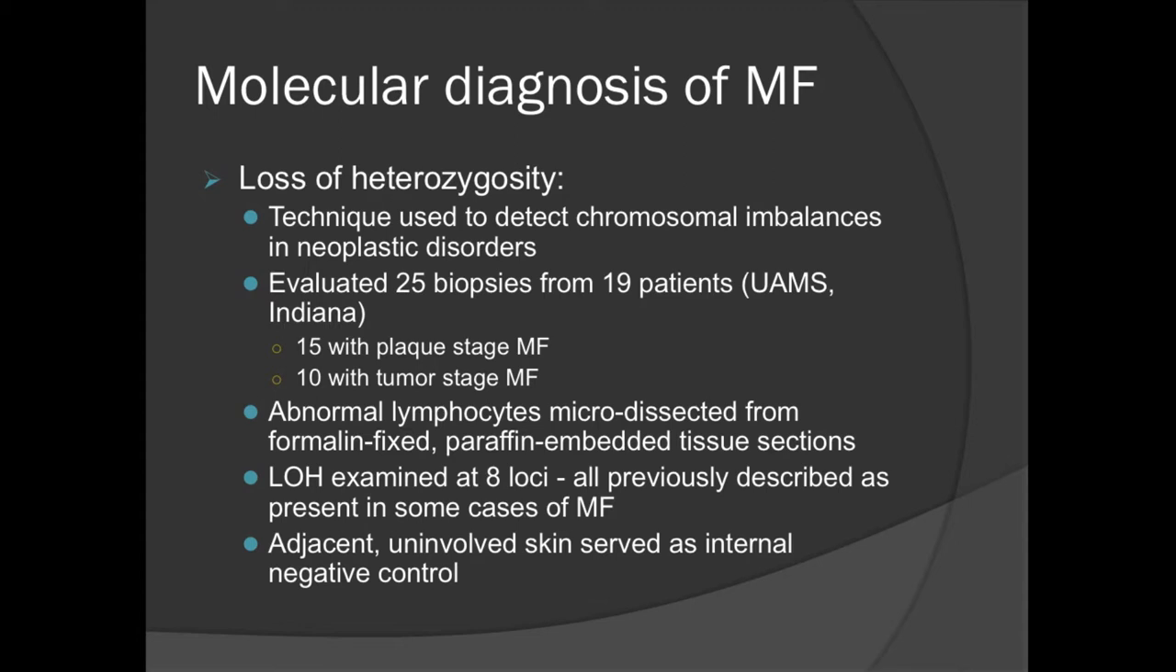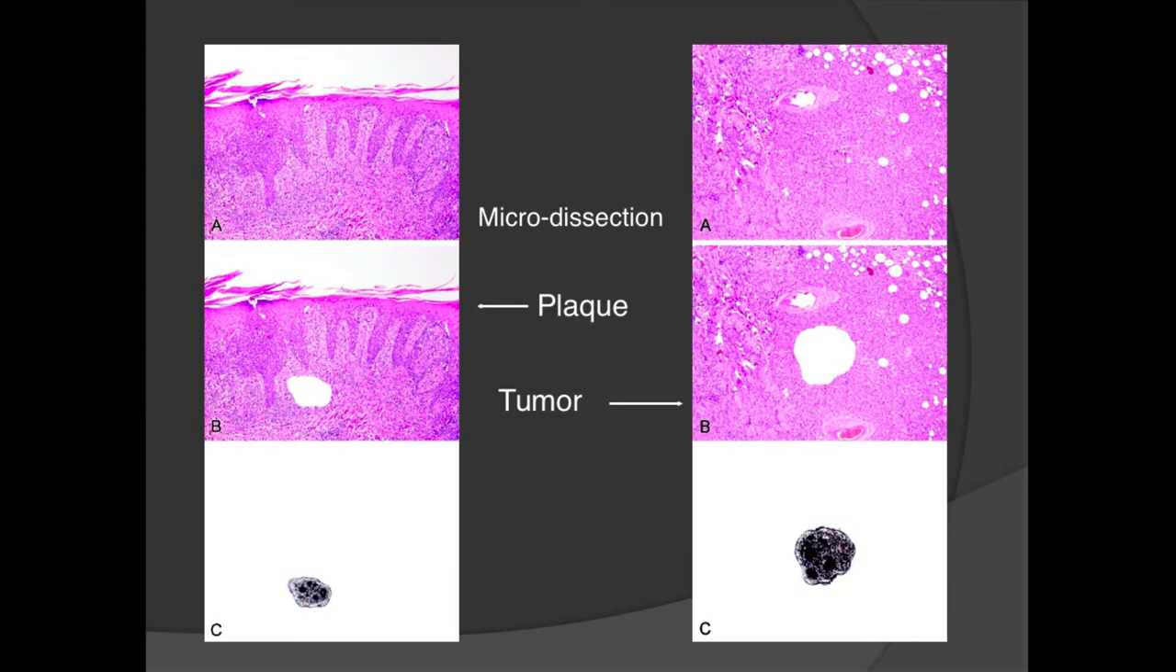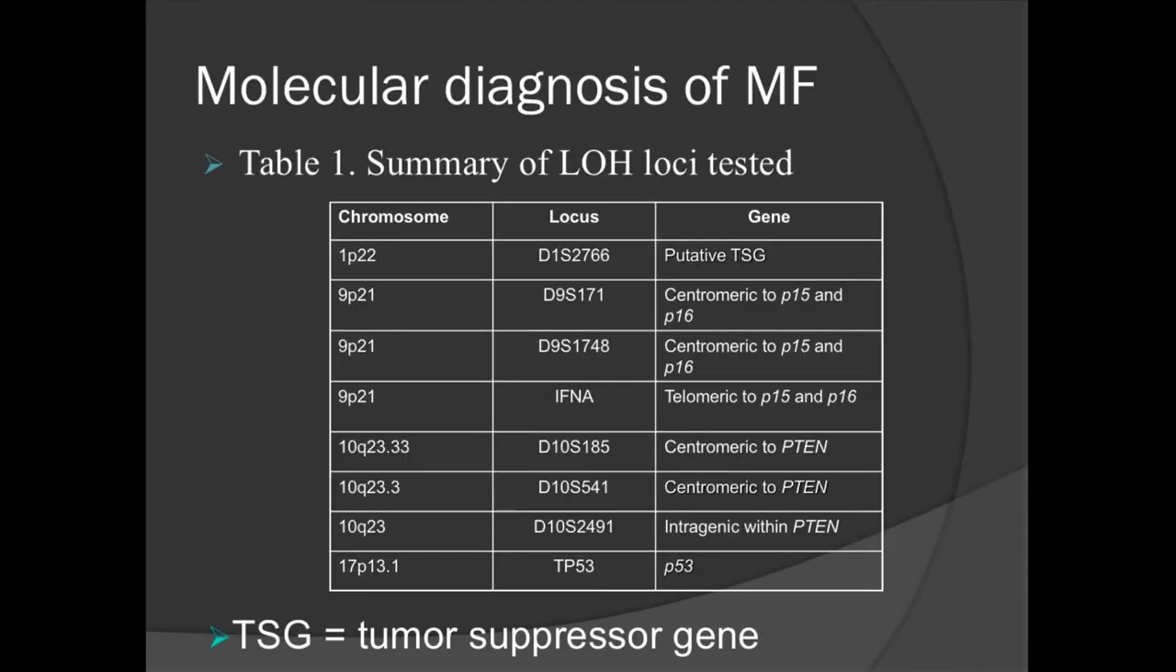Loss of heterozygosity. Let's look for chromosome imbalance in these neoplastic disorders. We looked at 25 biopsies from 19 patients. These were later, plaque and tumor stage. We did a microdissection, and we did LOH, loss of heterozygosity, for 8 different loci, which had been described previously as maybe having something to do with MF. And we did this cutesy little thing where we scooped out these little bits and we got lots of lymphocytes. And we looked at tumor suppressor genes and things that had been described in some patients with MF.